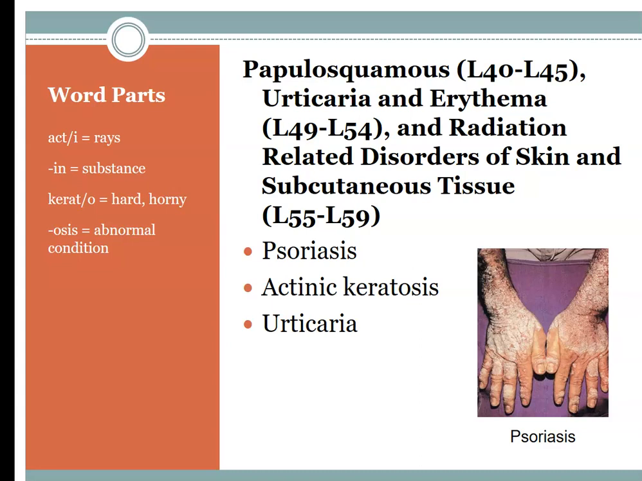Urticaria is a skin condition characterized by wheals. Causes are allergies, stress, insect bites, and or drugs. Another name for this could be hives. Your word parts: actin is ray, n equals substance, kerato is hard or horny, and osis is abnormal condition.